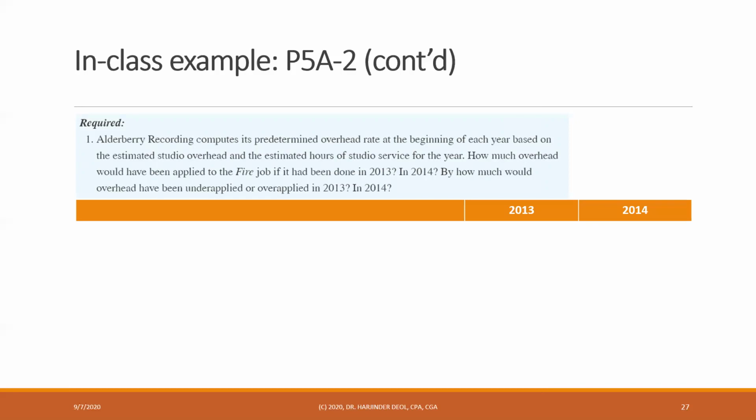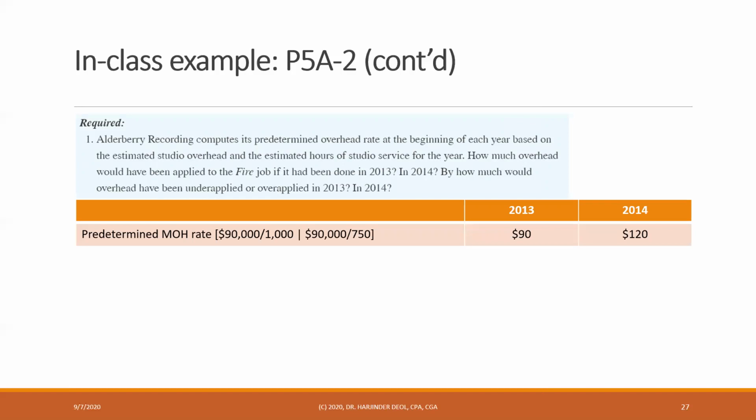So first, let's take a look at the 2 years, 2013 and 2014. The predetermined overhead rate for 2013 will have been $90, and that's $90,000, the estimated MOH, divided by 1,000 hours of studio service that was estimated for 2013. For 2014, because the studio actually estimated only 750 hours will be worked, the predetermined manufacturing overhead rate will have been $120, $90,000 divided by 750.